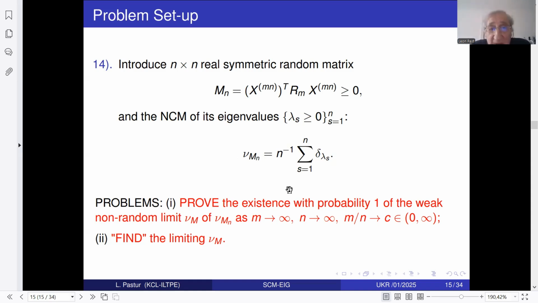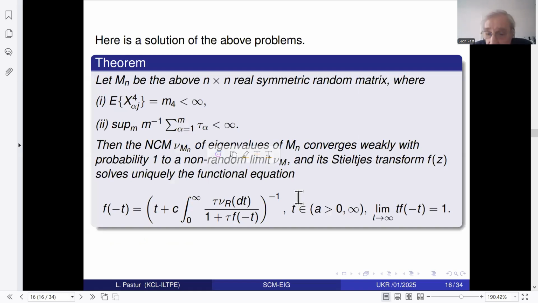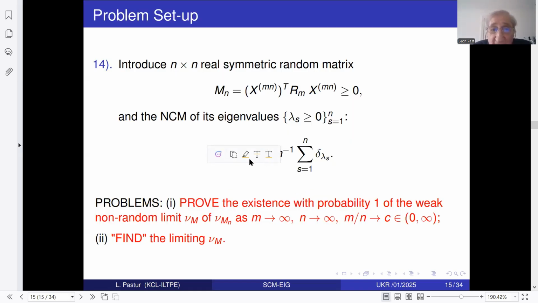and my goal is written here in red. I would like to prove two facts. First, under the conditions that I stated, that matrix is, there is a mistake, excuse me, there should be n minus 1 in front of this matrix. So I would like to prove that this normalized counting measure converges with probability 1 to a non-random limit.